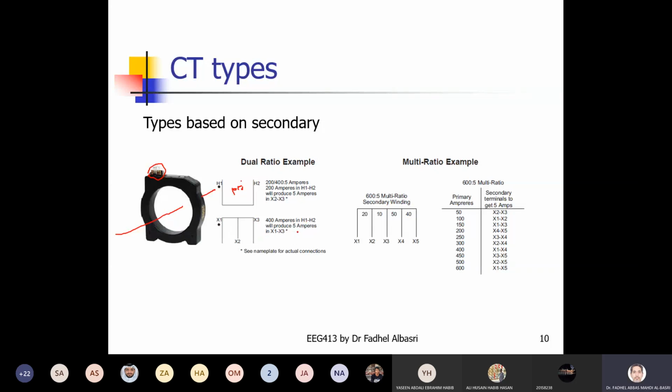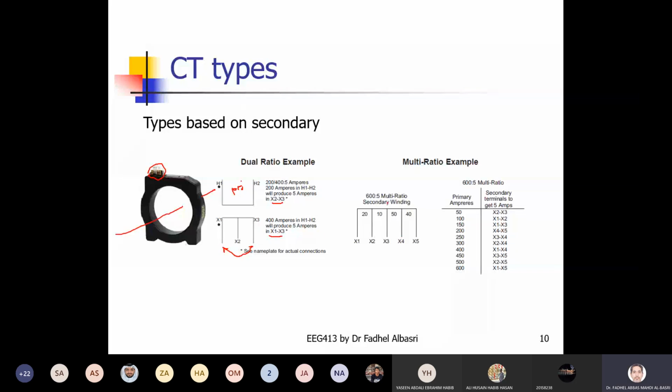If you take the output from X1 to X3, you get a ratio of 400 ampere to 5 ampere. But if you take the output from X3 and X2, you get a ratio of 200 to 5. So it has two ratios.